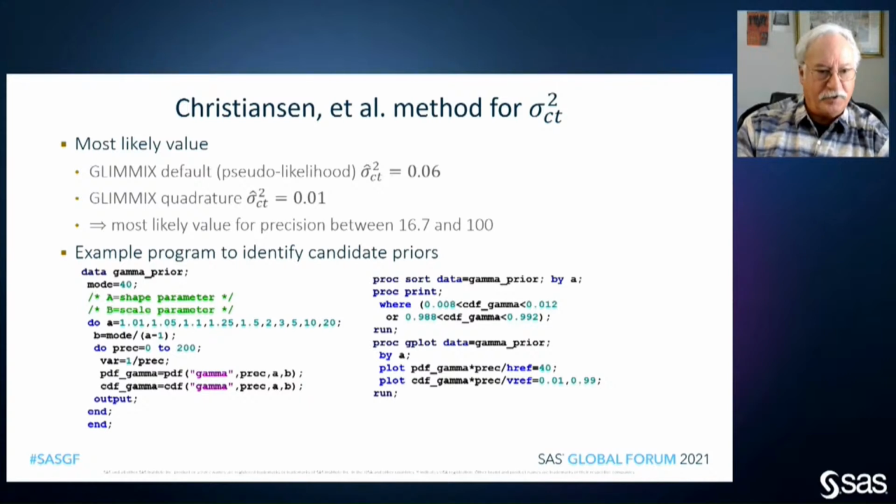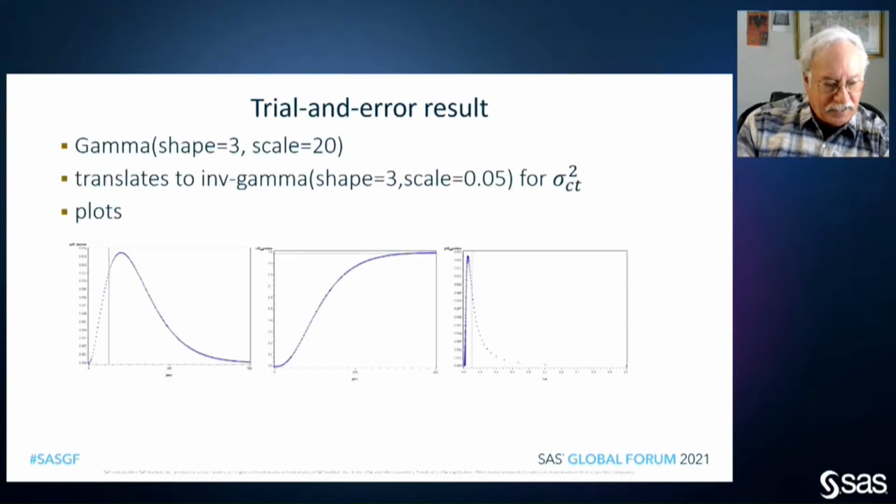So this little formula here, B equals mode divided by A minus 1, relates the mode to the shape and scale parameters. And then I plotted different PDFs and CDFs, and I did a little hunt for which of these distributions, where their upper and lower extreme quantiles were. And out of that search, I came up with a gamma distribution with a shape of 3 and a scale of 20, which translates to an inverse gamma with a shape of 3 and a scale of 0.05.